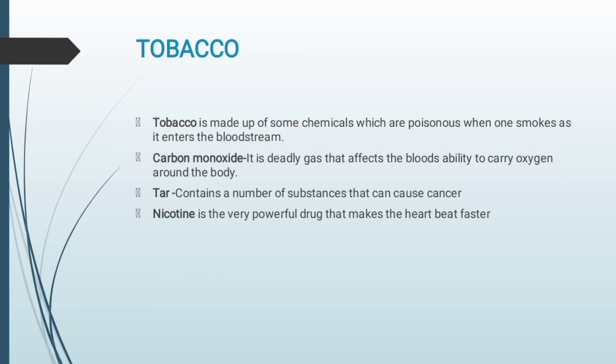Tobacco is made up of some chemicals which are poisonous when one smokes as it enters the bloodstream. So tobacco contains 3 substances, which are carbon monoxide, tar, and nicotine. So, what is carbon monoxide? This is a deadly gas that affects the blood's ability to carry oxygen around the body. It's a gas. When you're smoking, there is that gas.